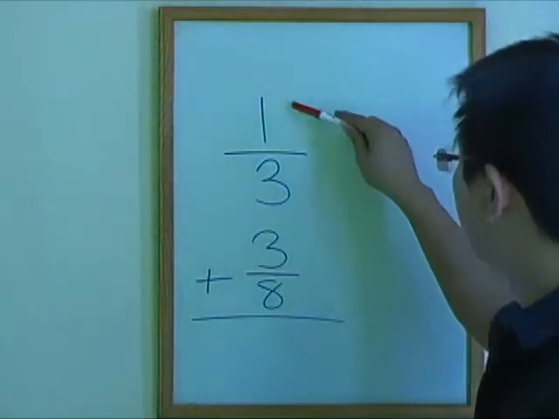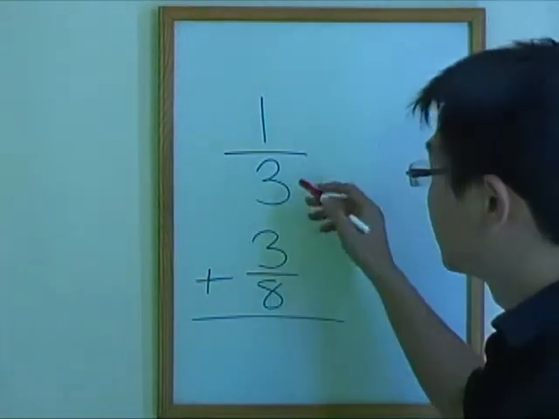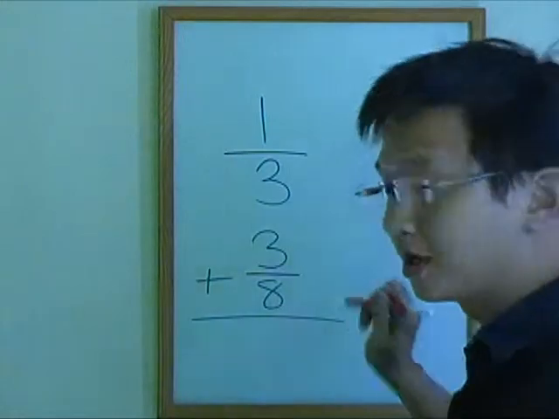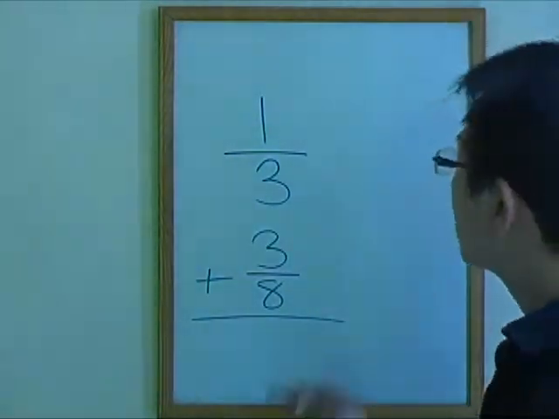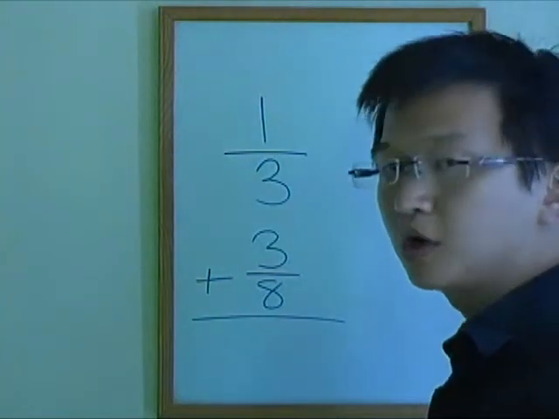Okay, so we have here 1/3 plus 3/8. Now you can't add two fractions together unless the denominators are the same. Remember, that's the common denominator. So what we have to do is change both fractions so that they have the same common denominator.